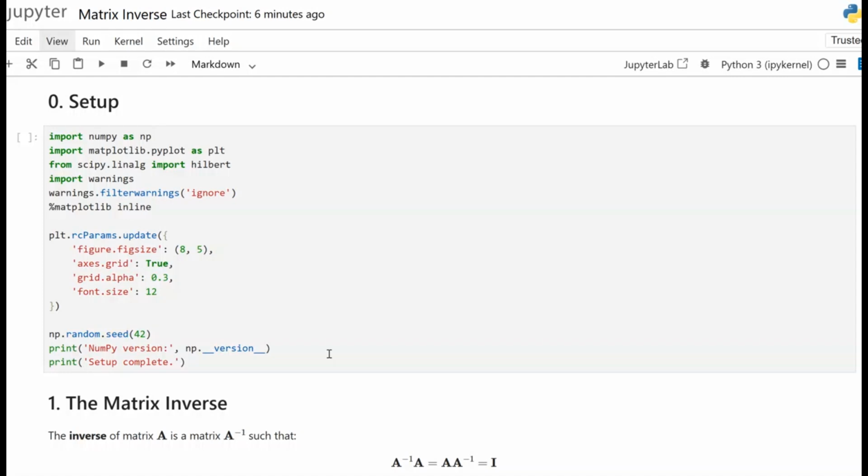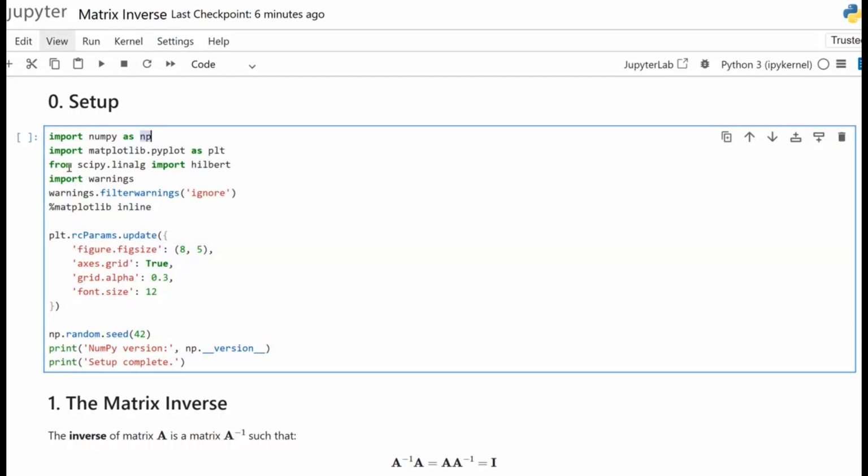Before going on to the discussion, let me include the necessary libraries. Import the NumPy library and assign it the alias np. Next is matplotlib. This imports the plotting module pyplot from matplotlib and aliases it as plt. We are also importing hilbert, the exact function to create Hilbert matrices for numerical analysis and stability testing.